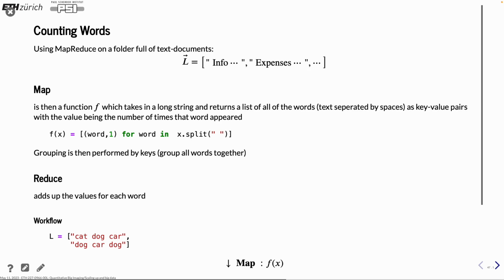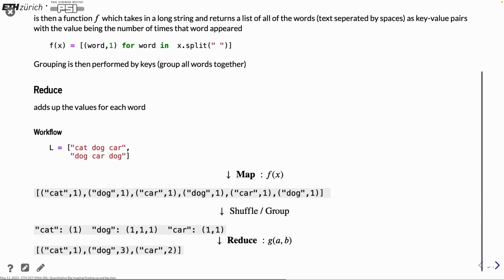And now I need to scroll a bit. And then in the end we have the reduction, adding up the values for each word. Here we have 2 sentences. So the L vector is 2 strings: cat, dog, car, dog. And then we do the mapping of this. What we come up with is a little bit longer list, where we have cat, 1, dog, 1, and so on.